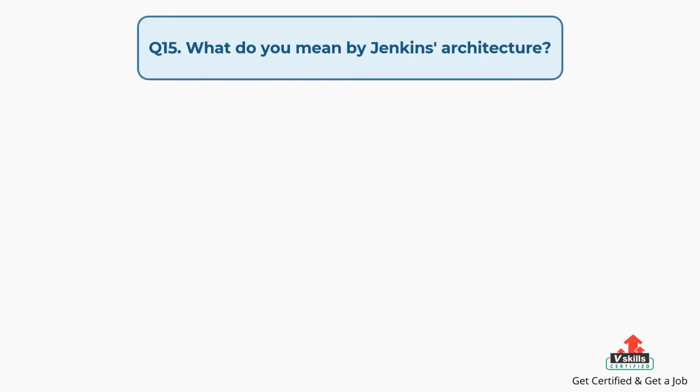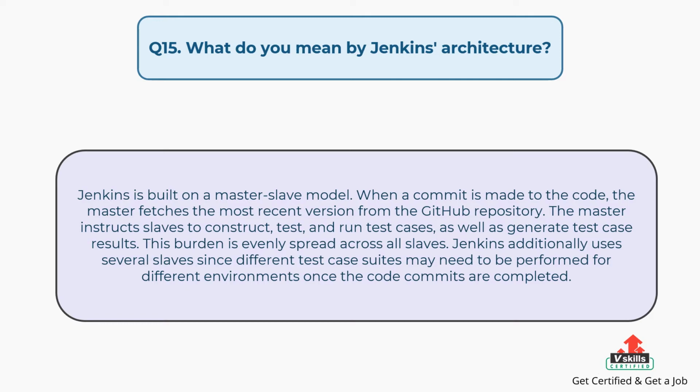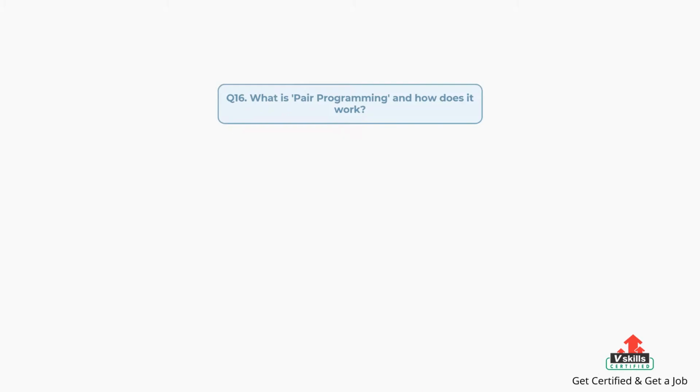Question number 15. What do you mean by Jenkins architecture? The answer is: Jenkins is built on a master-slave model. When a commit is made to the code, the master fetches the most recent version from the GitHub repository. The master instructs slaves to construct, test, and run test cases, as well as generate test case results. This burden is evenly spread across all slaves. Jenkins additionally uses several slaves since different test case suites may need to be performed for different environments once the code commits are completed.